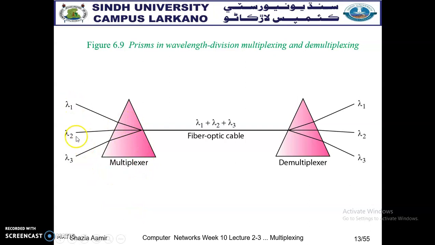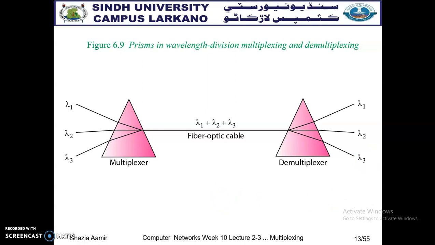The number of wavelengths over here pass through the multiplexer prism, then they are combined and the signal is transferred through fiber optic cables, like this: wavelength 1, wavelength 2, wavelength 3. Then again it passes through a demultiplexer device and is divided into wavelength 1, wavelength 2 and wavelength 3.